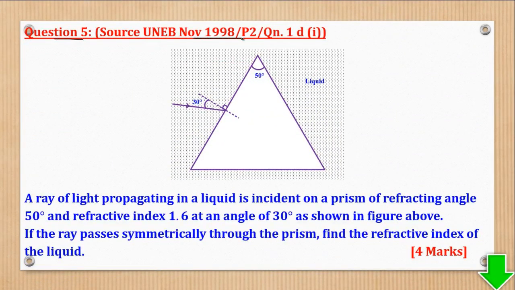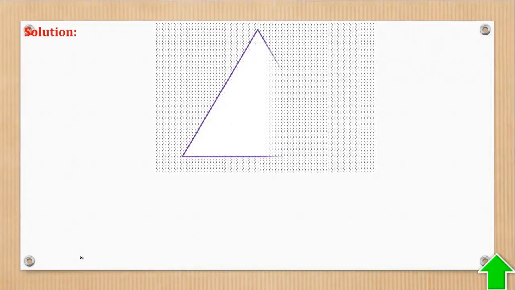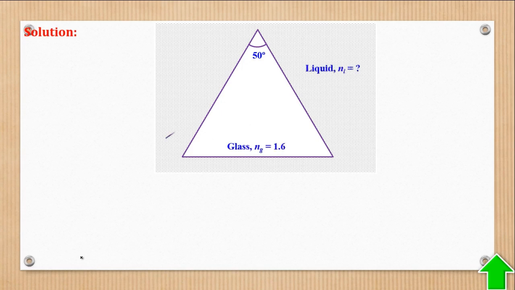Question 5 came from NEB of November 1998, part 2, question 1D, Roman 1, and says, a ray of light propagating in a liquid is incident on a prism of refracting angle 50 degrees, and refractive index 1.6, at an angle of 30 degrees as shown in the figure above. If the ray passes symmetrically through the prism, find the refractive index of the liquid. So still we shall have to redraw the diagram to help us answer the questions.